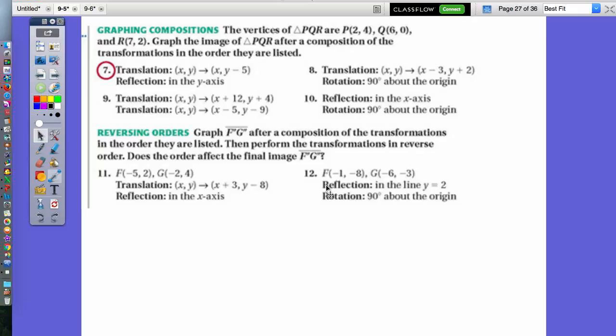On 11 and 12, what I really cared about was you understanding if the order of the transformations affected the final image. In number 11, a translation and then a reflection, that's a glide reflection. So whether I translate and reflect or reflect first, then translate, the final image is going to be in the same location. But for number 12, if I reflect and rotate, or first rotate, then reflect, it's going to affect the final location of the image. Hope that helps you all out very much.